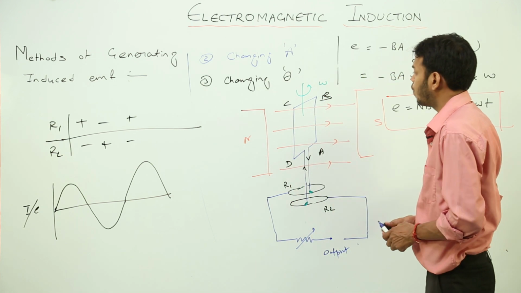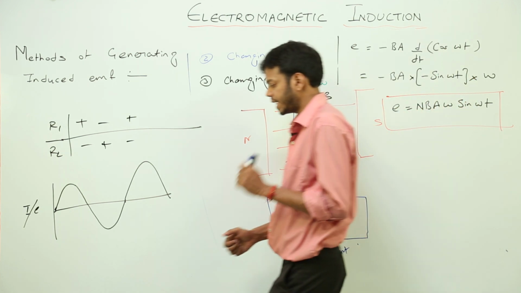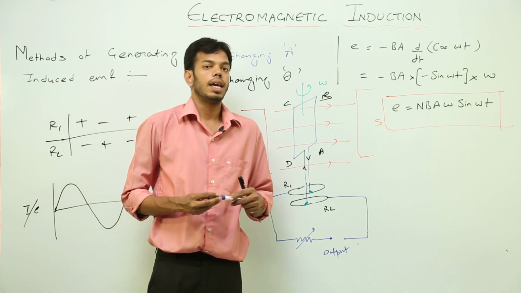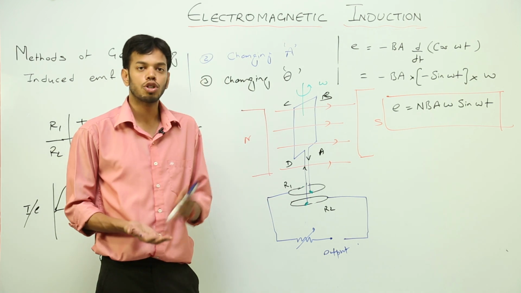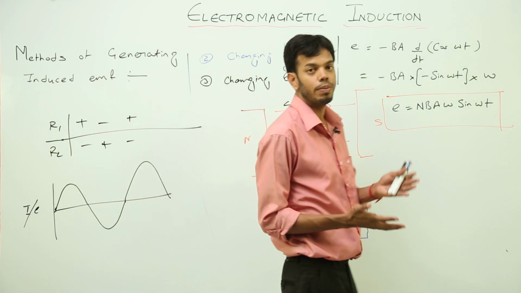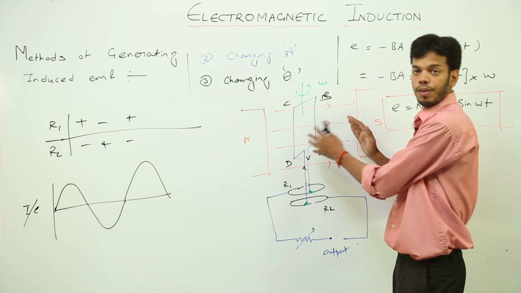First of all, what will you say? Principle, construction and working. What is the principle? The AC generator works on the principle of electromagnetic induction, that is, whenever the magnetic flux linked with a coil changes, an induced EMF is produced in it.